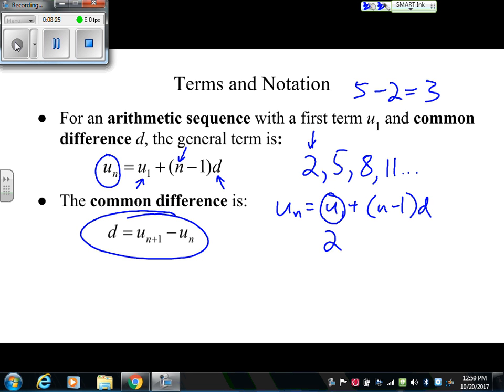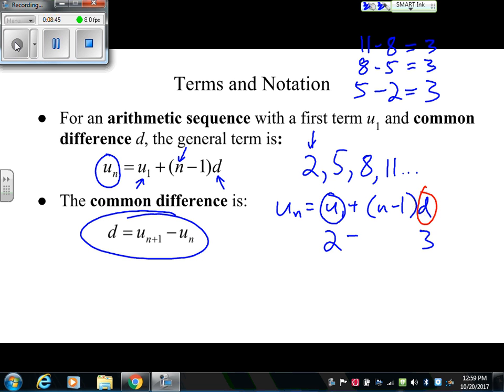So what if I did the next two? 8 minus 5. Well, again, I get 3. What if I did the next two? 11 minus 8. And again, the common difference is 3. So when I have a common difference, that is going in place of d right there, and in our case it would be 3.